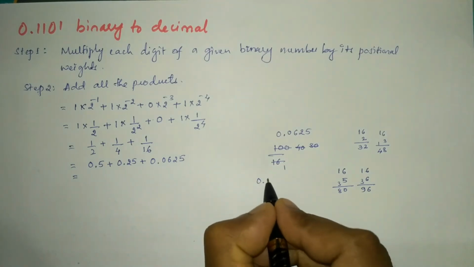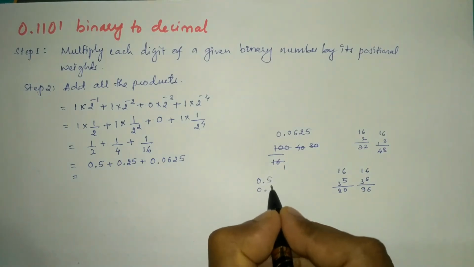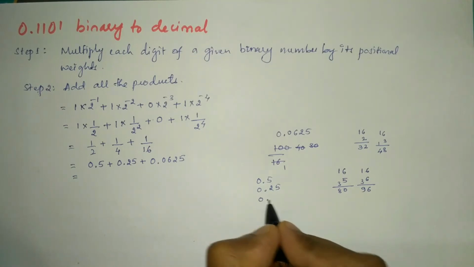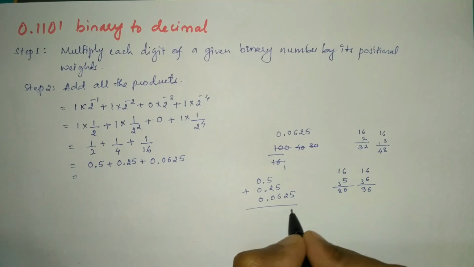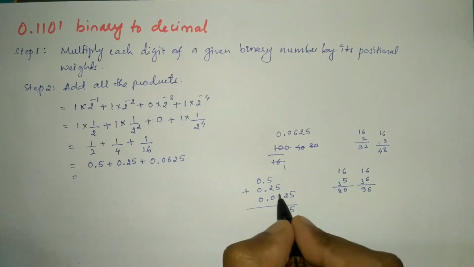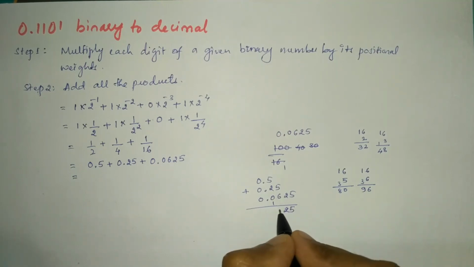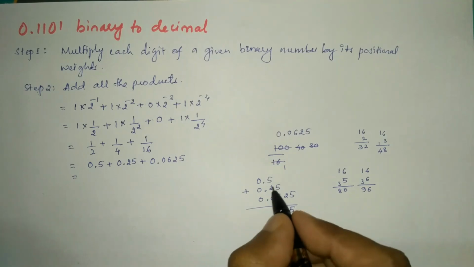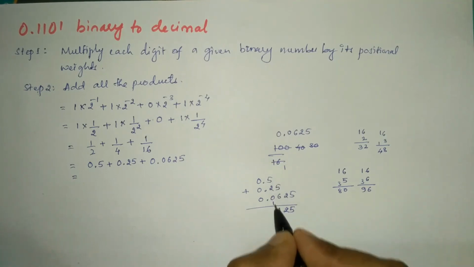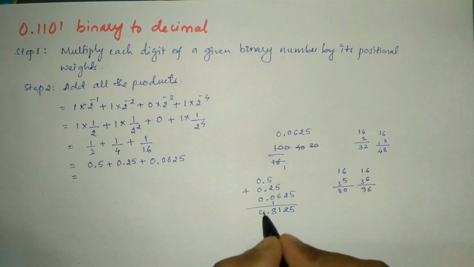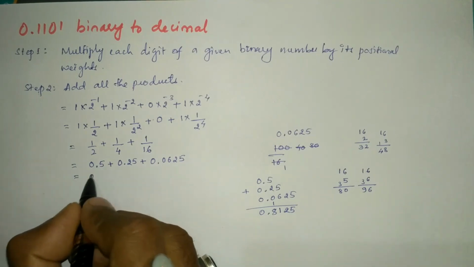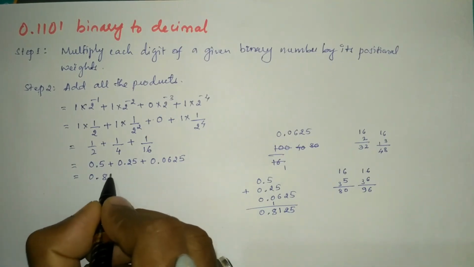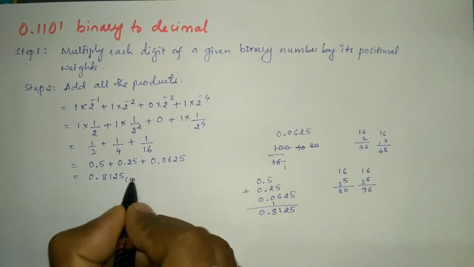I'll write 0.5, 0.25, 0.0625. So add all of these. I'll get 5, 2, 5 plus 6 is 11, carry is 1, and here sum is 1. So 5 plus 2 is 7, plus 1 is 8.0. So here you can see we got 0.8125. So let us write here 0.8125 to the base 10.